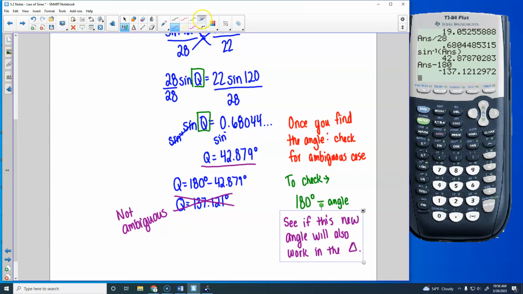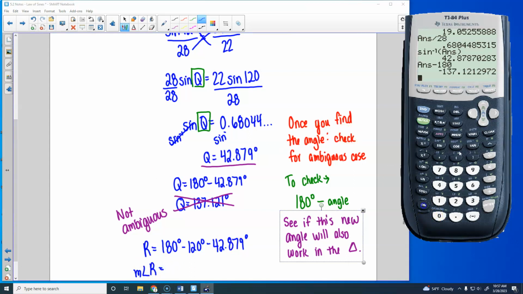So now all we have to do to find R is we're going to do 180 minus 120 minus that value we got for Q, and our measure of angle R is 60 minus the 42.879, which is going to give us 17.121.